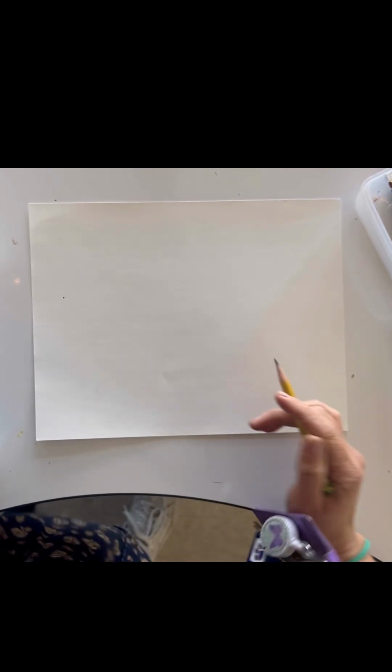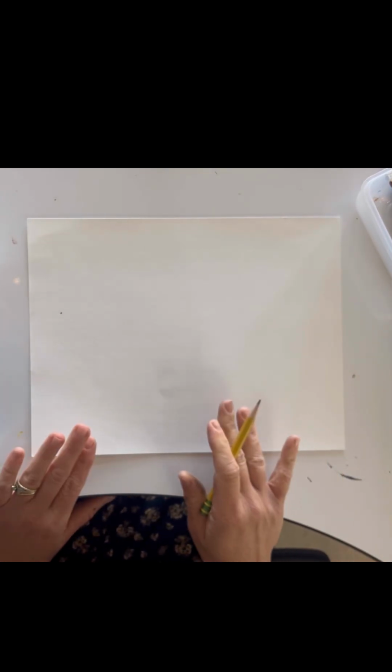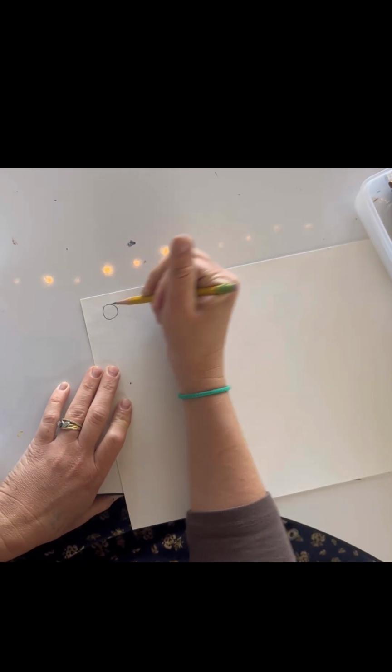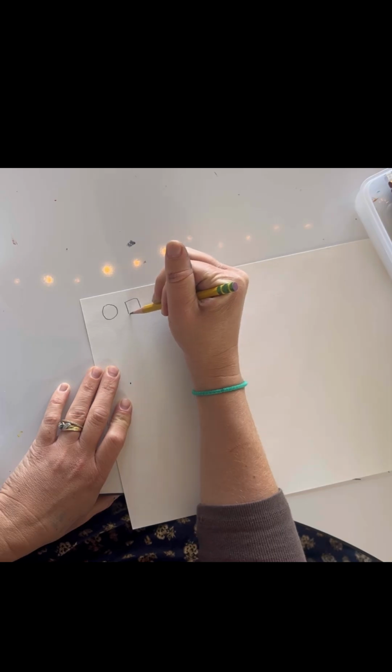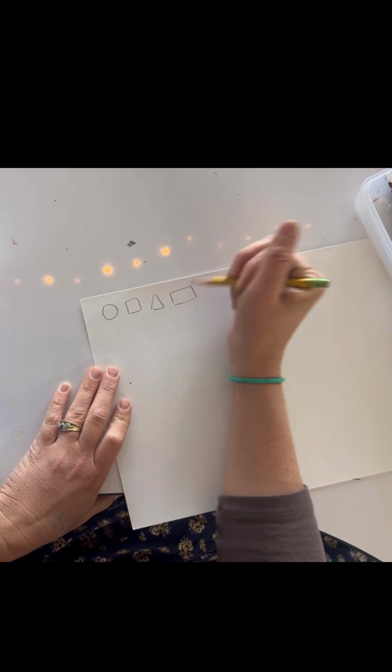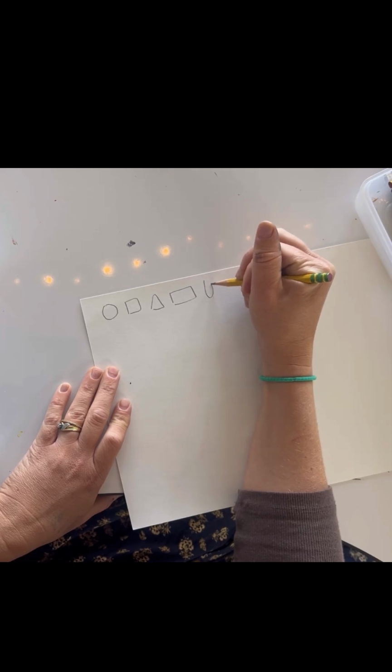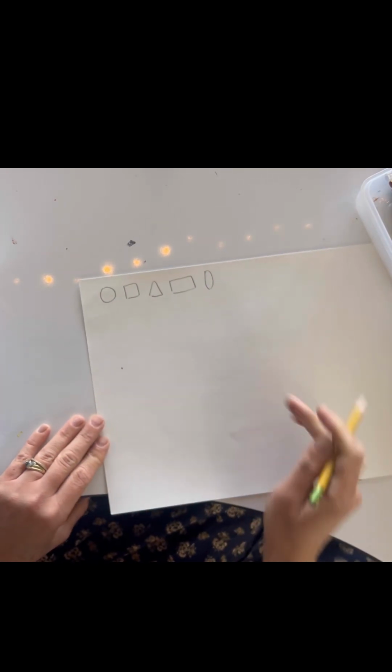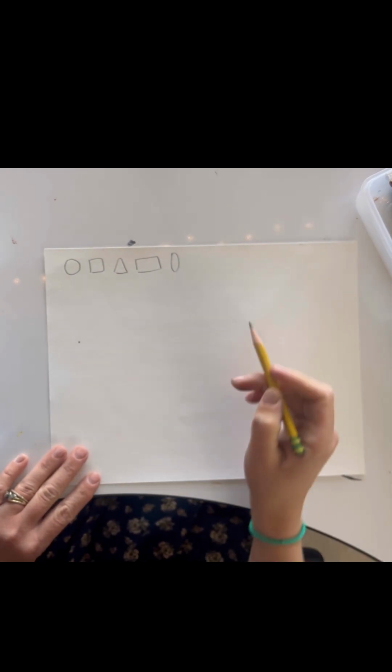Today you are going to draw a cat using only shapes. And a shape could be a circle, a square, a triangle, a rectangle, and an oval. There's a lot more shapes, but we're only going to use those shapes today.